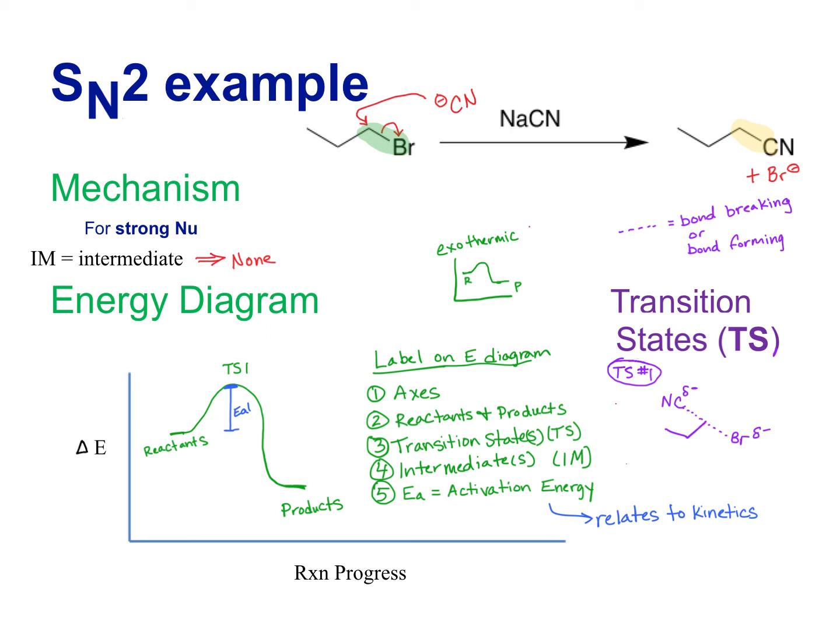So we've got the products, the reactants, the transition state, and the activation energy. Now, if we had any intermediates, we would label those also, but this example doesn't have them. So we'll see some more of those in the future. Okay, so hopefully that makes sense. Let's look at an example for an SN1 for comparison.